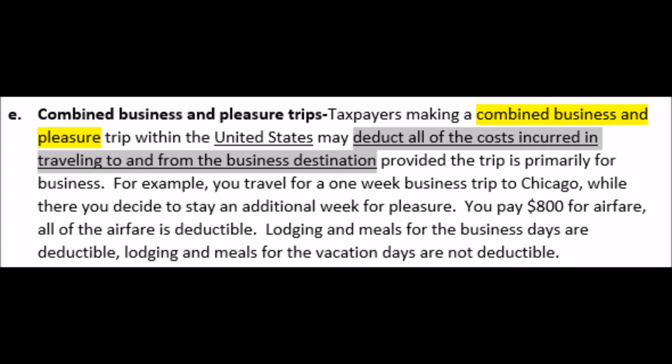The IRS provides rules for when we combine business and pleasure. The business portion is deductible, the pleasure portion is not deductible. If it's domestic travel, the transportation cost of getting there is generally deductible.